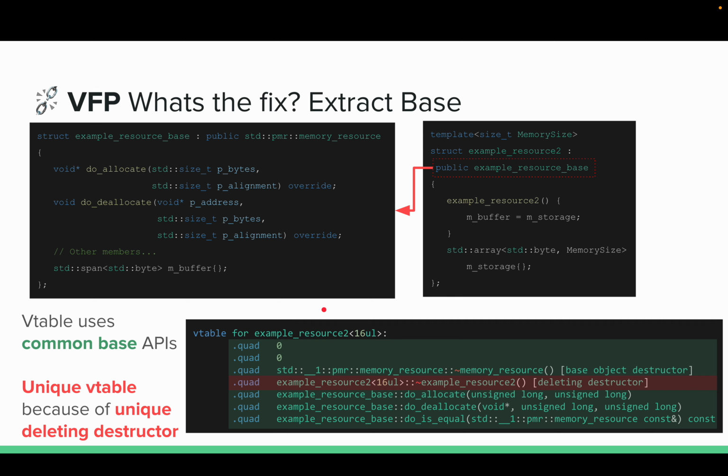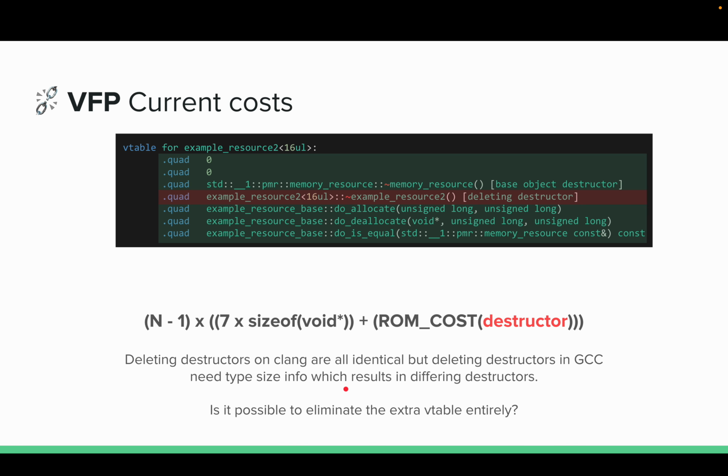So we still have to have a unique VTable for each one of these because we need to record the unique destructor in the VTable as well. So now the current cost at this point is n-1 times 7 pointers for the VTable plus the ROM cost of each one of your destructors. I'm not counting the cost of this because it's the -1 part here. We're already going to pay for this once. That's fine. It's really about how much do we pay after we've paid once. And now we have to pay for the destructors on top of everything else here.